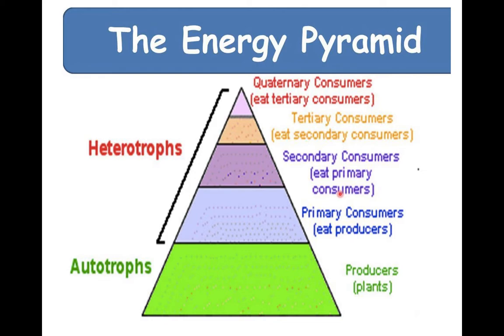Okay, so we have either primary consumers, these herbivores, secondary consumers, which could be omnivores, meaning that they eat both plants and animals, or they could be carnivores. And then we have tertiary consumers, or quaternary consumers that again could be carnivores or omnivores.